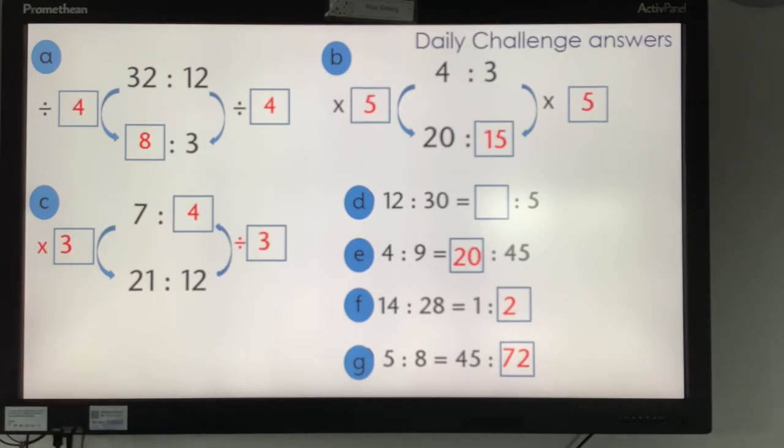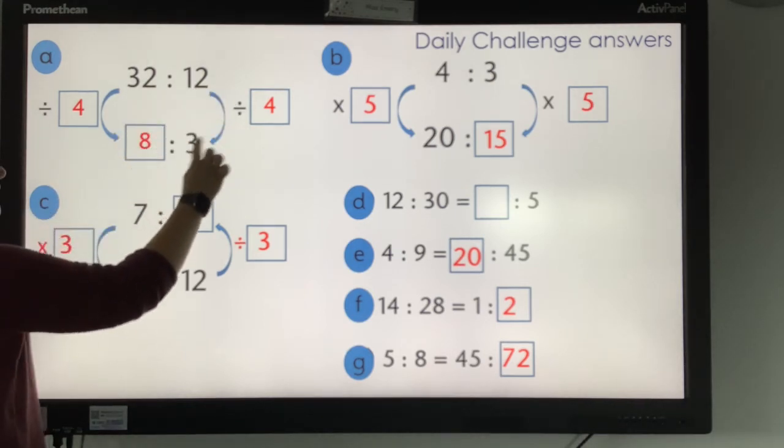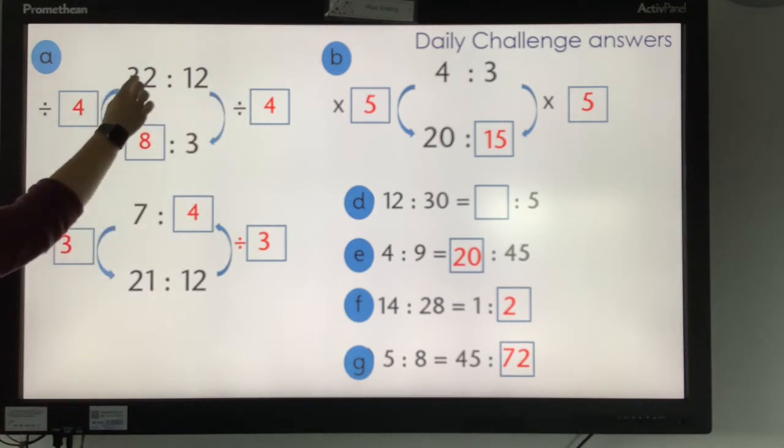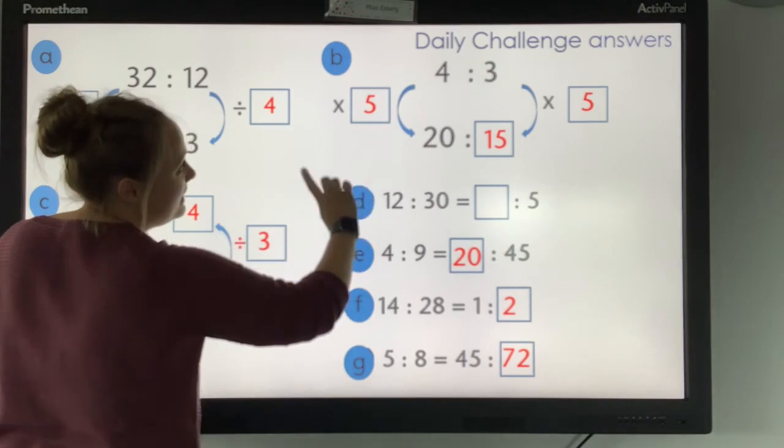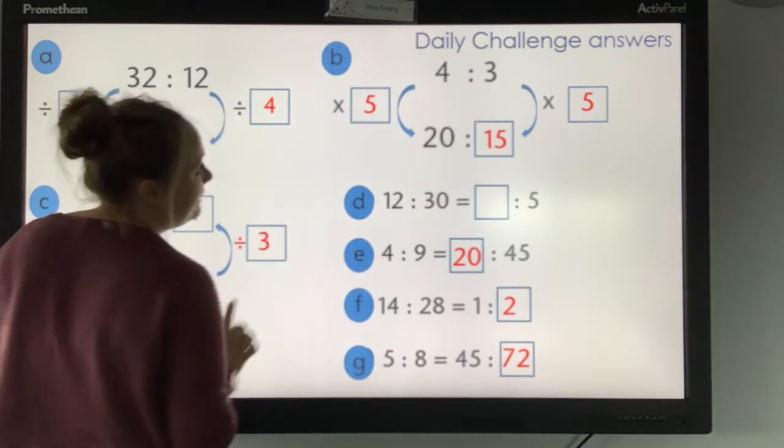So here are the answers. Now hopefully you spotted that 12 divided by 4 was 3, so 32 divided by 4 is 8. Then over there, hopefully you spotted that 4 times 5 was 20, so 3 times 5 is 15.